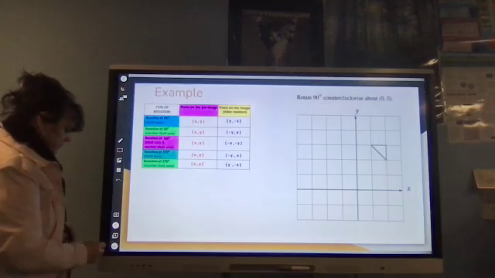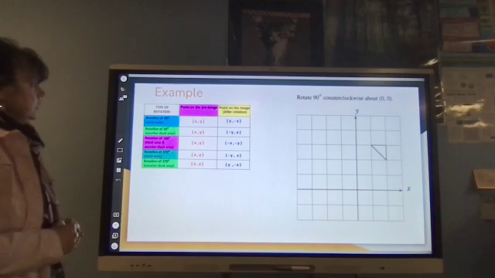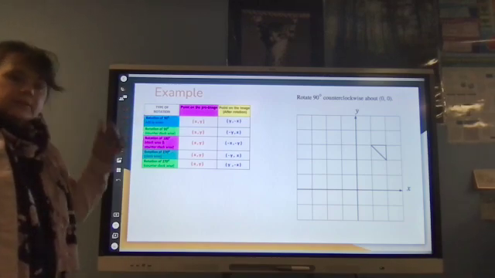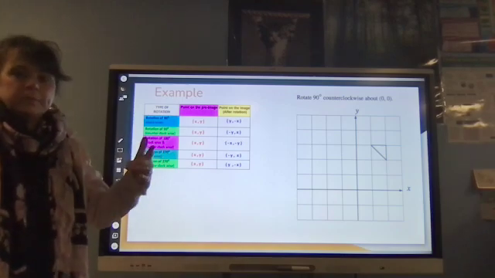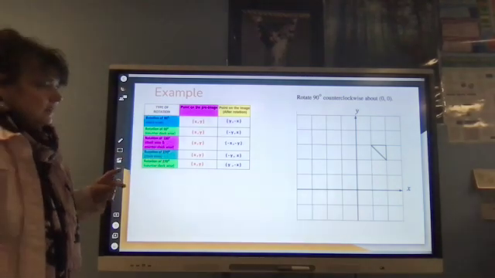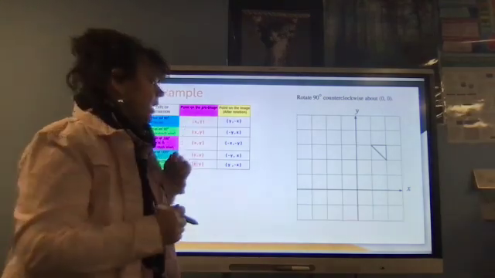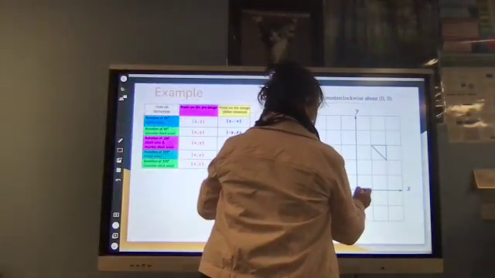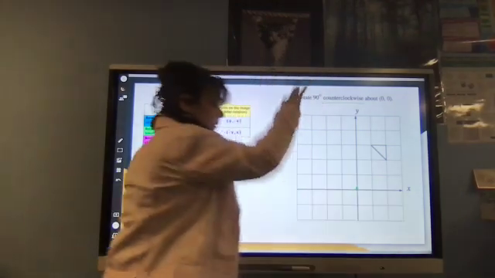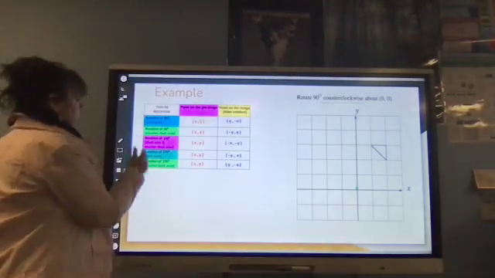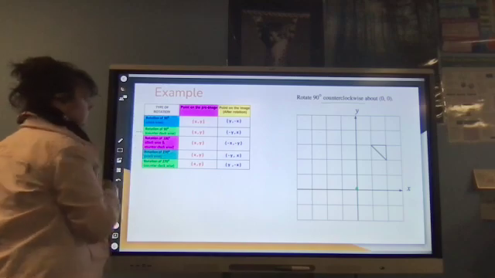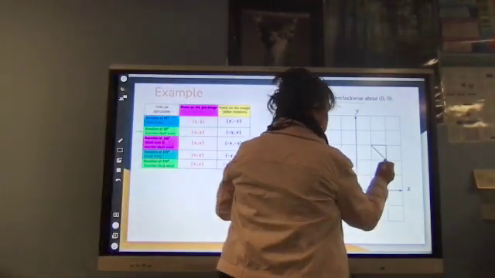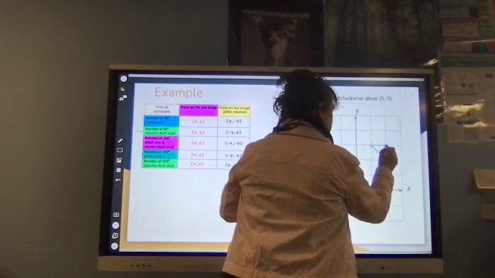Let's try one more. Again, I've provided our chart that tells us how to transform these mathematically without having to necessarily figure it out on the graph. We're rotating this time counterclockwise about the origin. So counterclockwise would be right here. Let's go ahead and find the coordinates of our original image. Again, we can call these A, B, C.